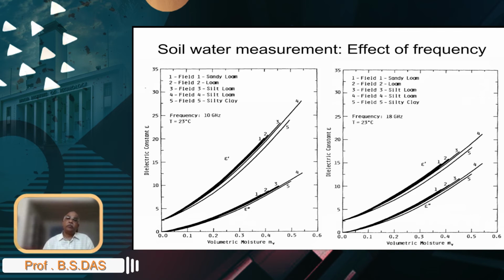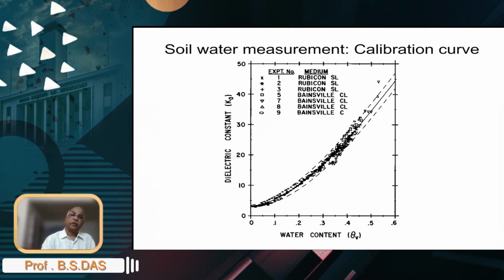Well, this is what people have seen by increasing that frequency to even higher frequencies into the gigahertz levels. You see that once you go from 700 megahertz, there are differences between these curves, and then it goes to 1.4 to 5 to 10 to 18 gigahertz. You can pretty much see a single relationship between the dielectric constant and volumetric moisture content.